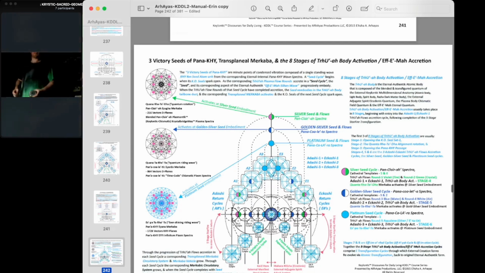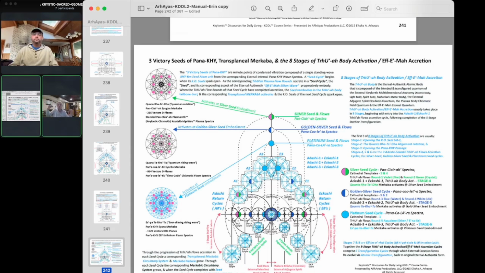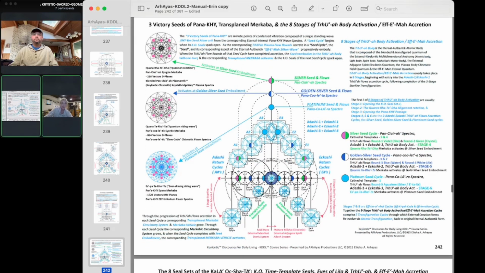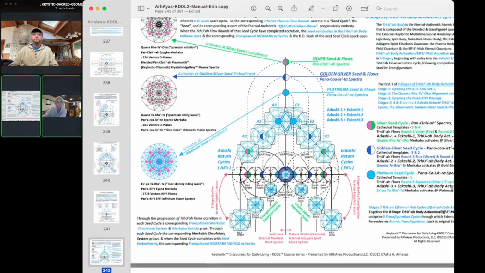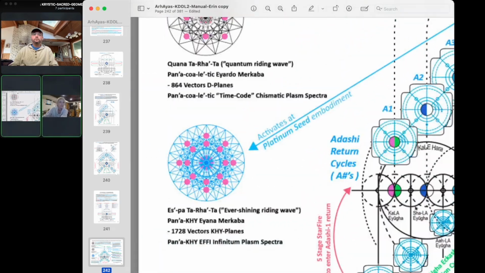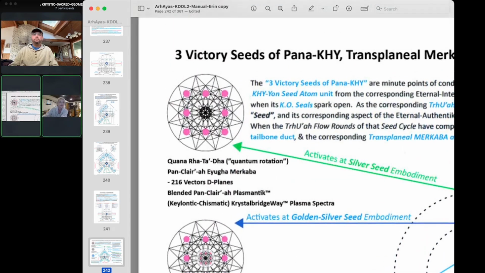And your level of Merkaba activation is the thing that determines how many vectors of movement through creation you can travel on. And these Merkabas are crazy big. But they have their own specific Merkabas, and there's specific math to all of this, and geometry and vector numbers. So over here we see this is the first one, the silver seed, the quanta rotata rotation, change of axis of particle spin, change of vector, right? Quantum rotation, Pan-Clara Yuga Merkaba.